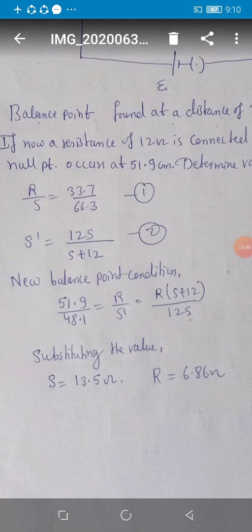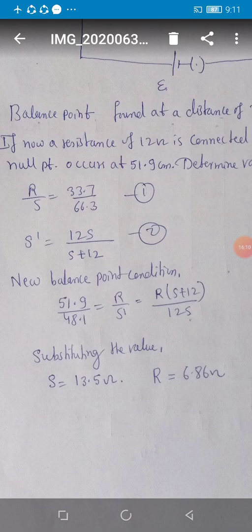R and S both are obtained, and it is based on the principle of Wheatstone bridge. And when the bridge is balanced, galvanometer current is 0, student. One more thing, student, this is also in our practical syllabus. You can write down the practical of meter bridge also. There are 3 practicals.